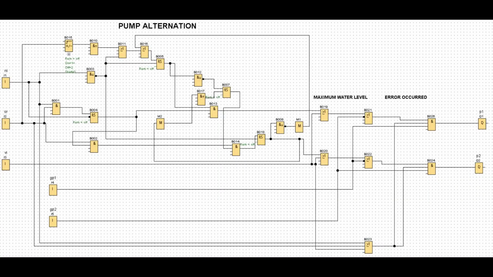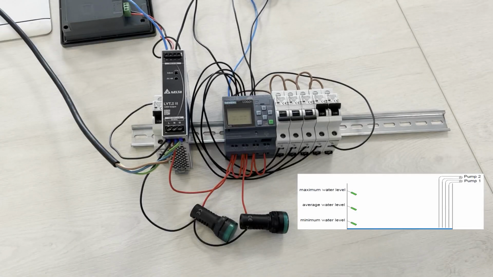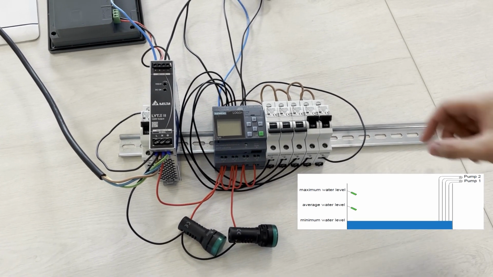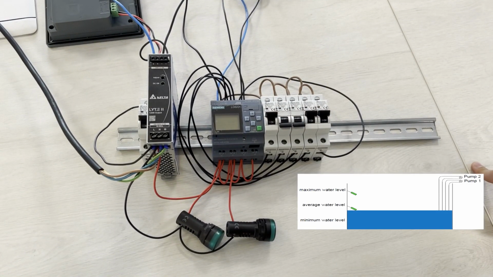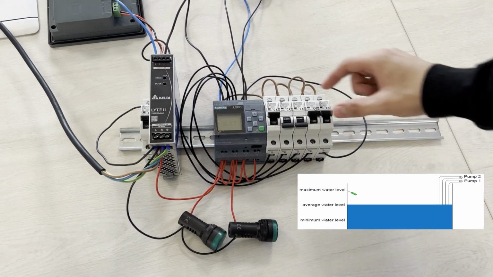Here is the functional block diagram we made and uploaded to the PLC in order to make this to work. Now let's observe what happens as water level rises. By hand, we will simulate water level sensors with opening and closing the switches. Okay, so water level starts to rise, setting the first switch on, that's the minimum water level. Nothing happens until water reaches the average water level.